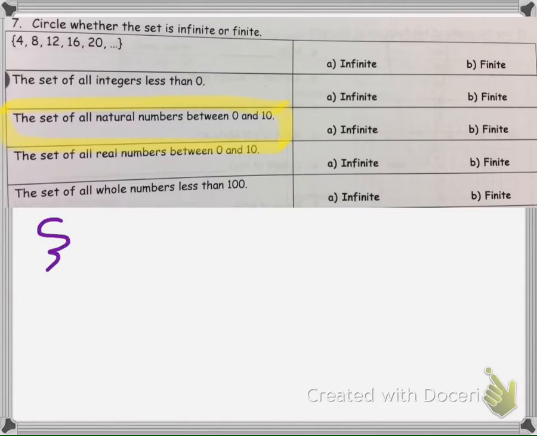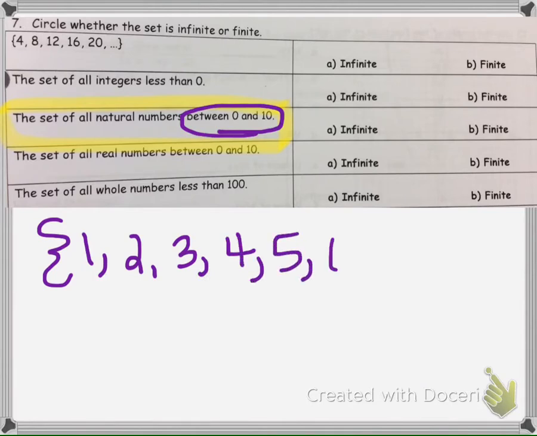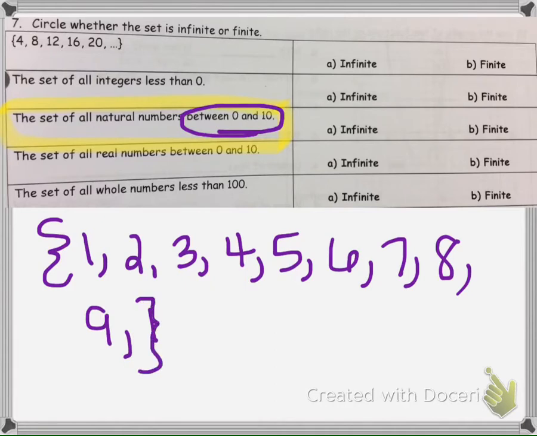Alright, here we have the set of all natural numbers. So natural numbers would be like 1, 2, 3, 4, 5, 6, etc. Well, it says the natural numbers that are just between 0 and 10. So 1, 2, 3, 4, 5, 6, 7, 8, 9. Okay, so those are all the numbers that are in between 0 and 10 that are natural.